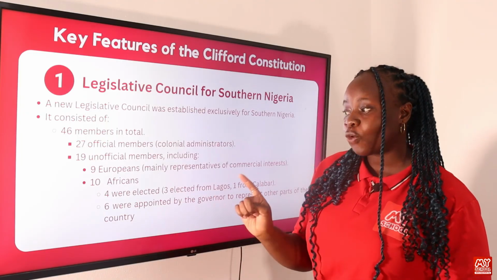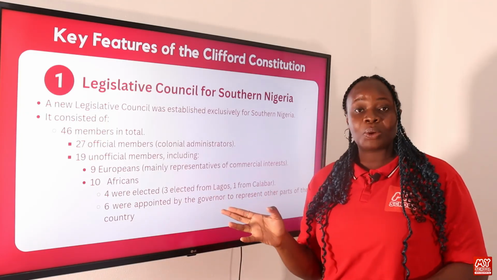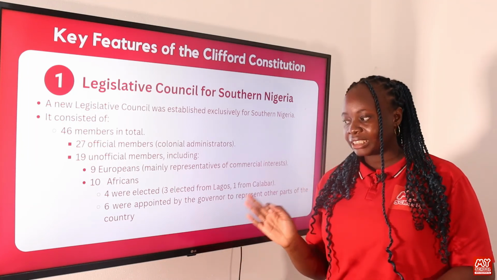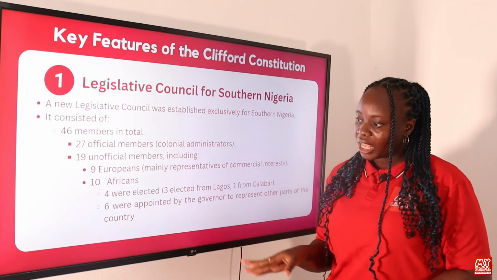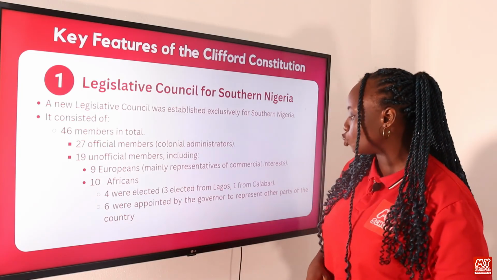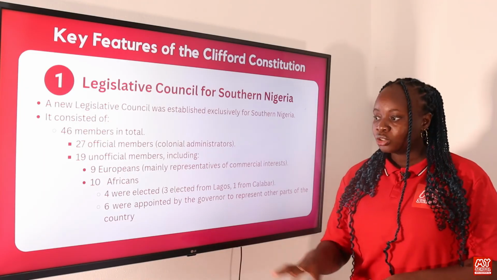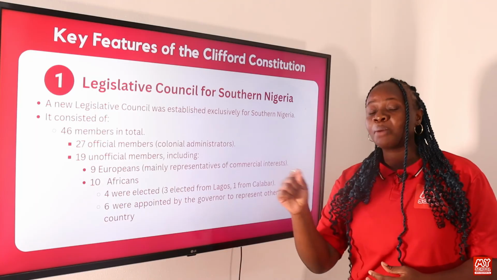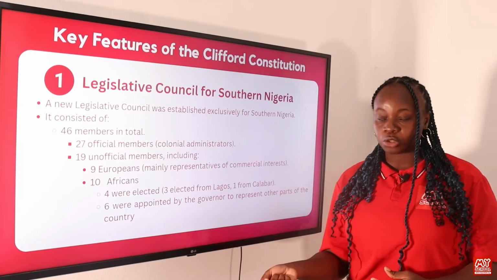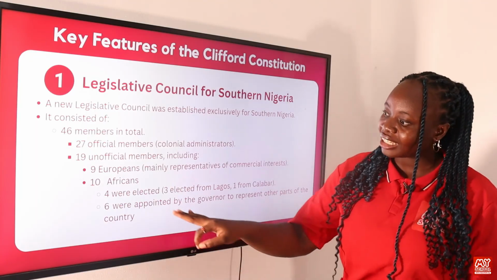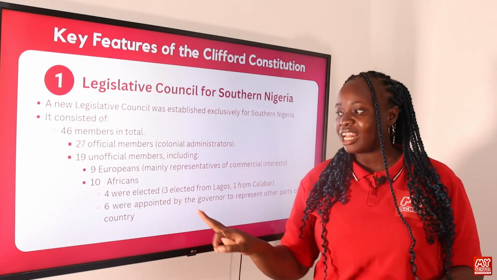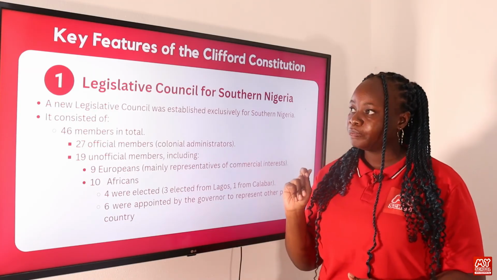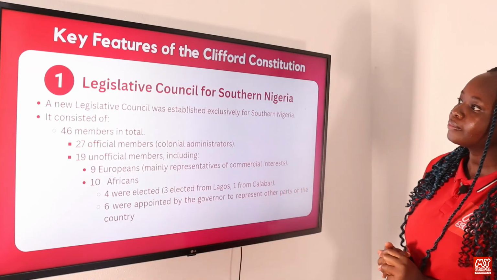Out of these 10 Africans, 4 of them were elected. These were the ones elected using the elective principle that was introduced. 3 of them were elected from Lagos and 1 from Calabar. And then 6 of them were appointed by the governor to represent other parts of the country. These 6 were appointed by the British Colonial Administration for other parts of the country where the elective principle had not been introduced. So in this sense, you can see that the elective principle allowed for the election of 4 people out of the 46 members of the Legislative Council. Now let's move on to the next slide.